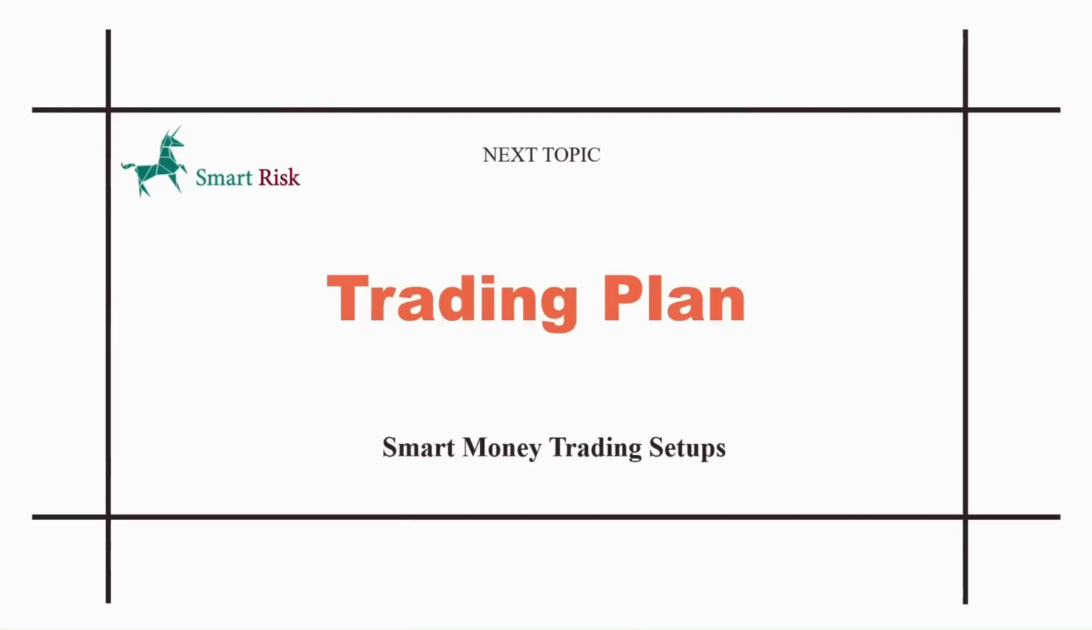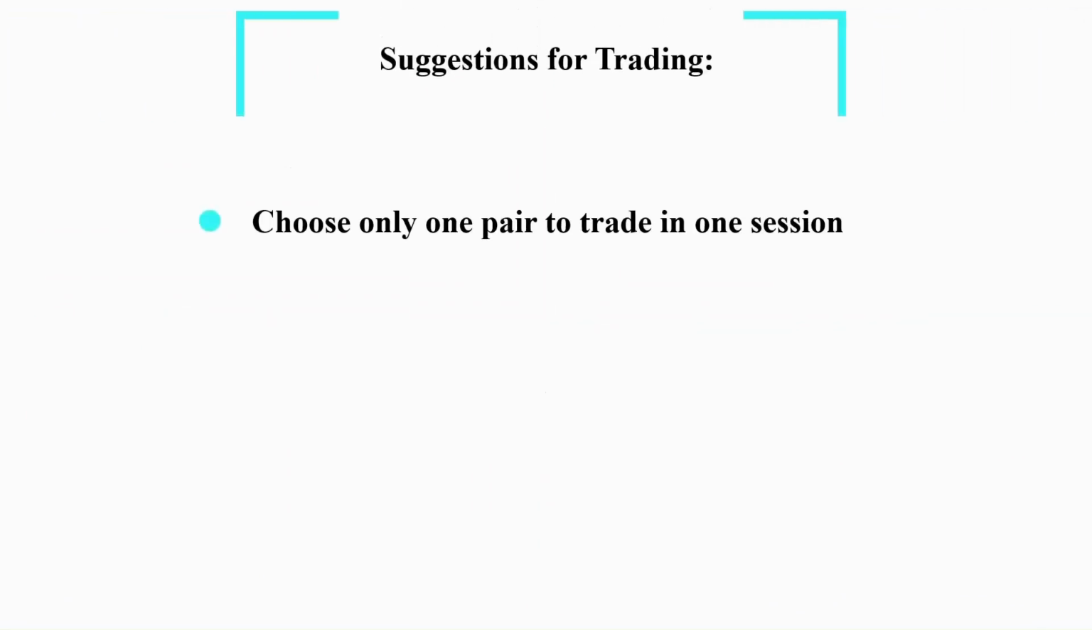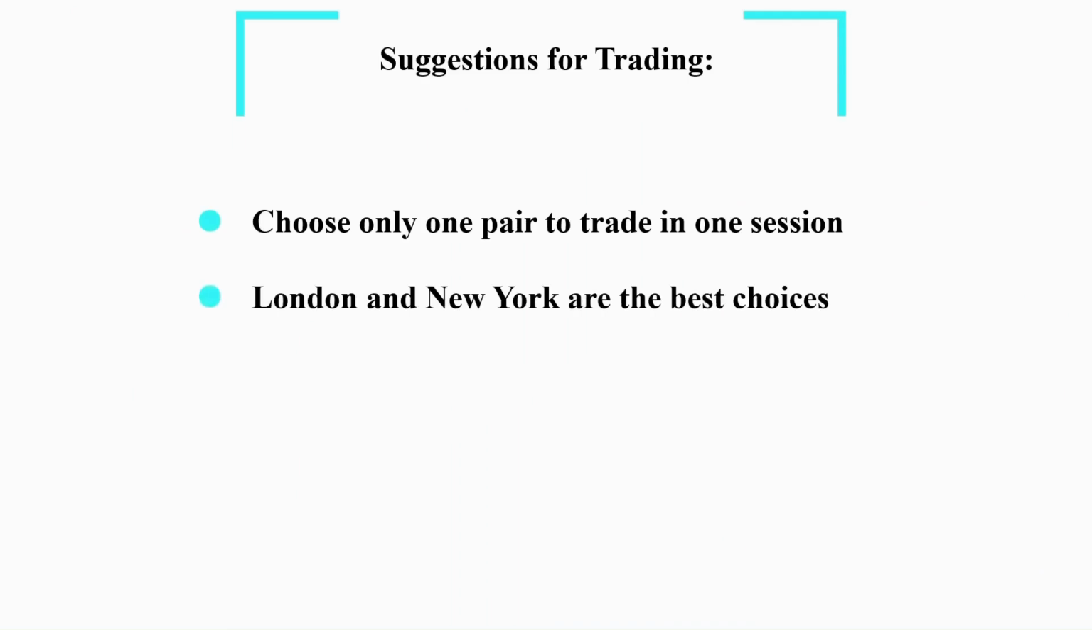So next, we have the trading plan. For the following strategies, we recommend choosing only one pair to trade in only one session. London and New York are the best choices. You should master the chosen pair by backtesting the heck out of it. Start by going back a few months on the chart, and backtest every single chosen session.